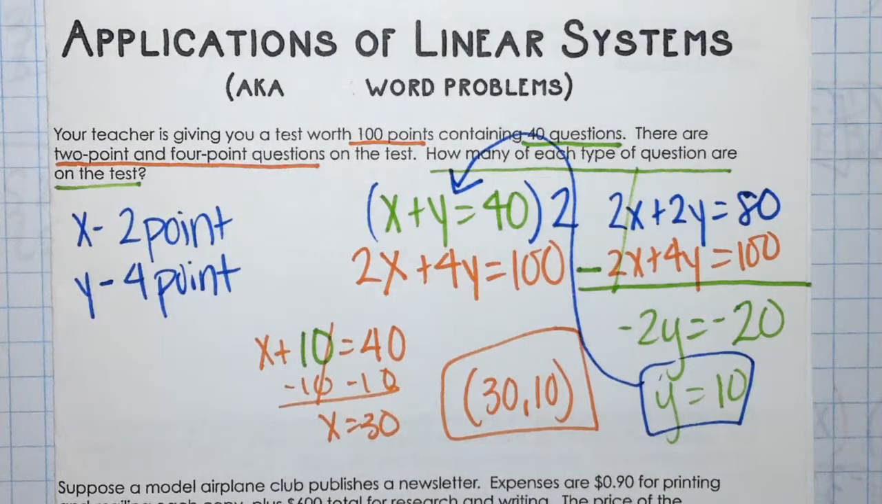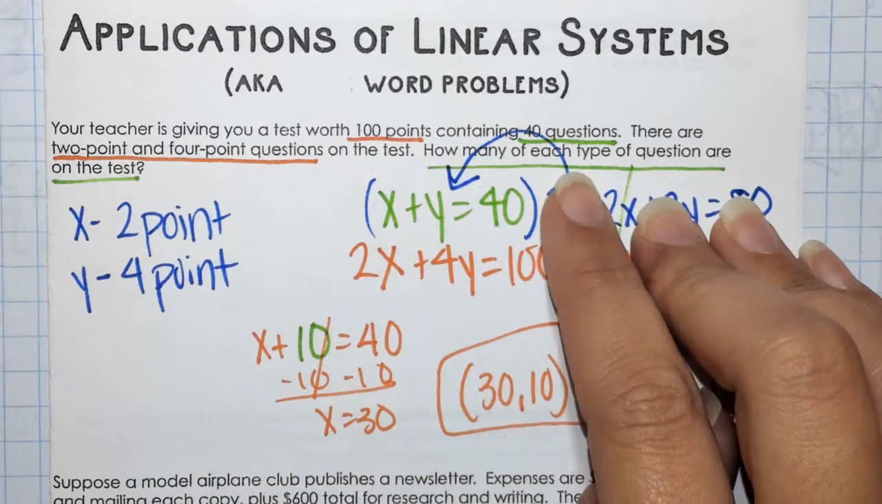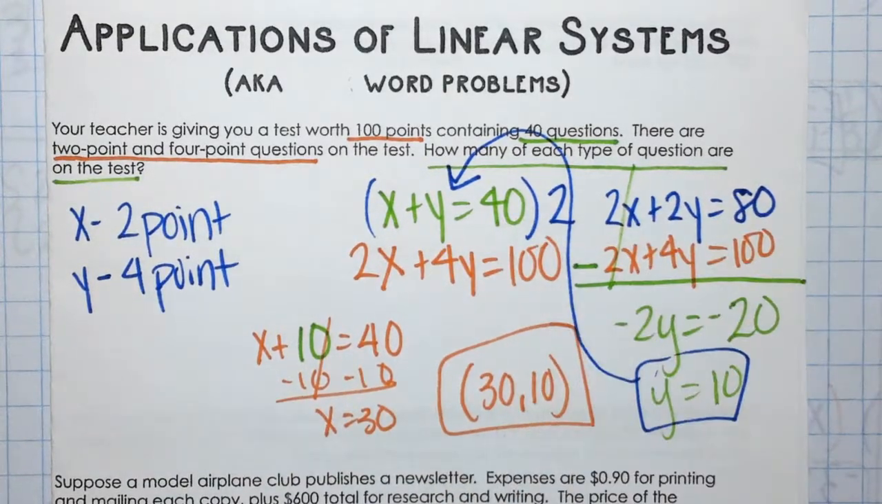Alright, so what did we do first? Before we created our equations, what did we do? Paris? Okay, Mackenzie? We read the problem and we underlined stuff that was important, right? And then what did we do from there, Diamond? We figured out x and y and we determined what it was asking us, right? So where did we get x plus y equals 40 from?